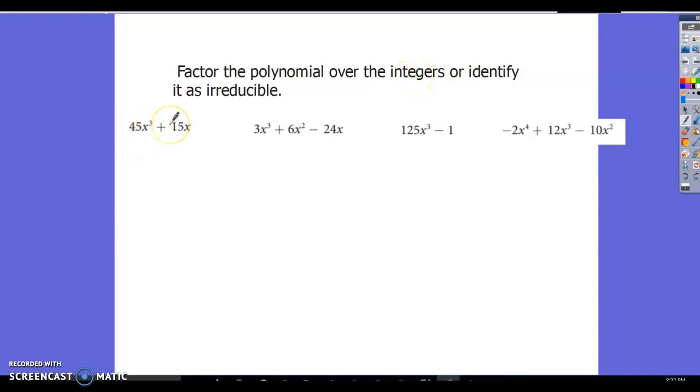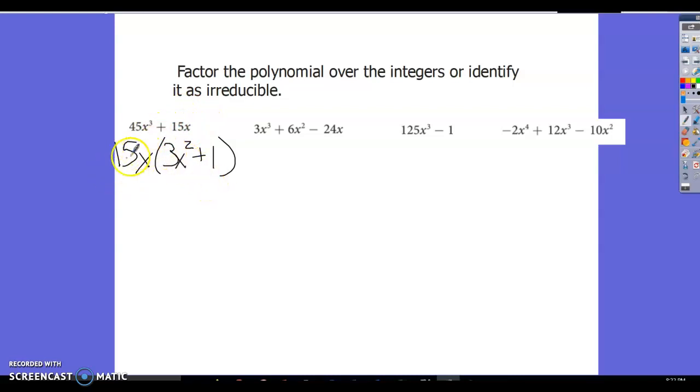If we look at this first one, we can tell that 15 goes into both numbers and x goes into both of the variables. 15x times 3x squared is 45x cubed, and then plus 1. You always have to have a placeholder here. You can't just leave that as 15x times 3x squared, because that just gives you 45x cubed, and then you're forgetting about the second part.